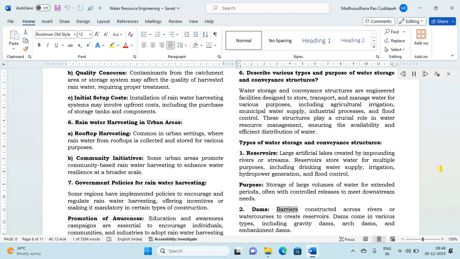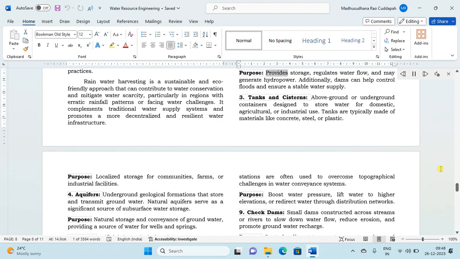2. Dams, barriers constructed across rivers or watercourses to create reservoirs. Dams come in various types, including gravity dams, arch dams, and embankment dams. Purpose: provides storage, regulates water flow, and may generate hydropower. Additionally, dams can help control floods and ensure a stable water supply.